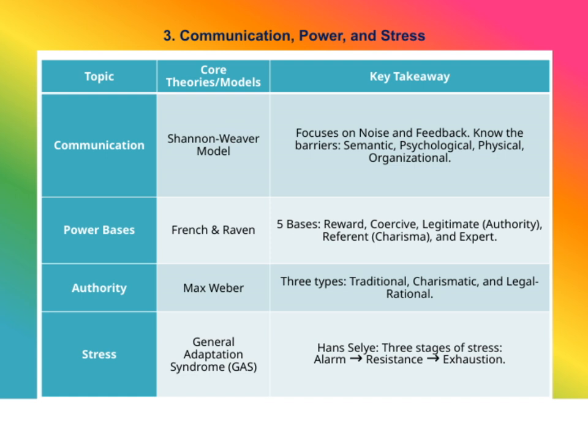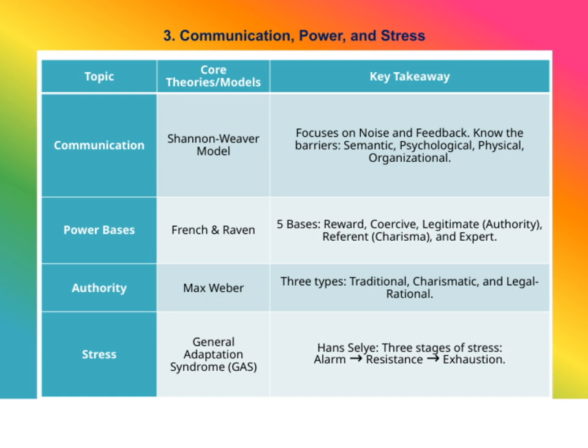Understanding these helps us see how influence operates in organizations. Moving on to authority, Max Weber identified 3 types: traditional authority, which is based on long-standing customs; charismatic authority, rooted in personal charm and appeal; and legal rational authority, grounded in established laws and rules. Recognizing these types helps explain different leadership styles and organizational dynamics.